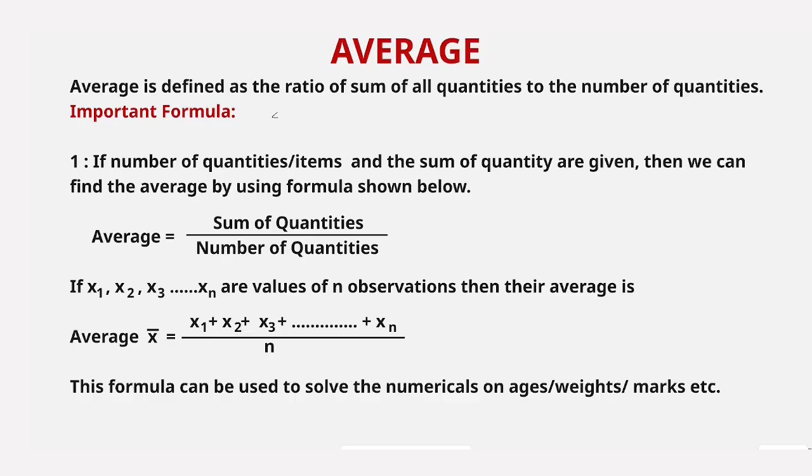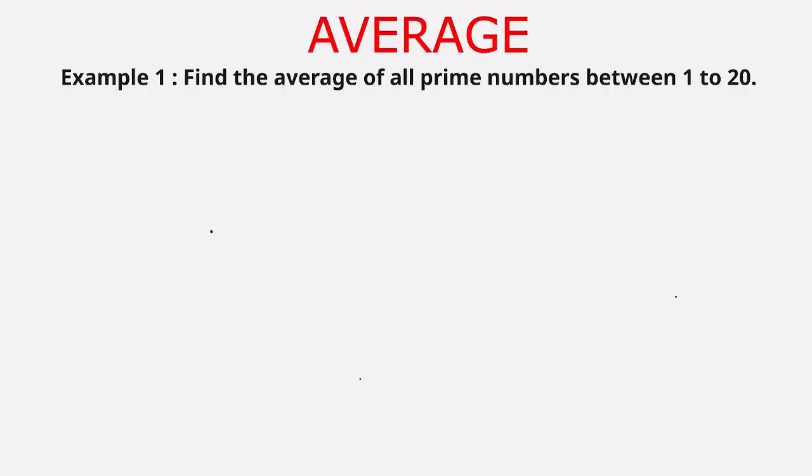Now we will solve few examples to understand the average. We go to the examples. Our first example is example 1. Find the average of all prime numbers between 1 and 20.